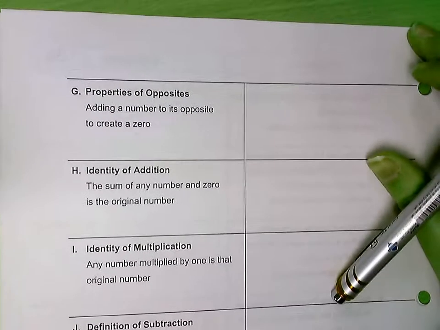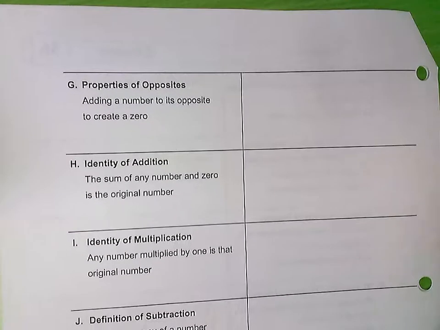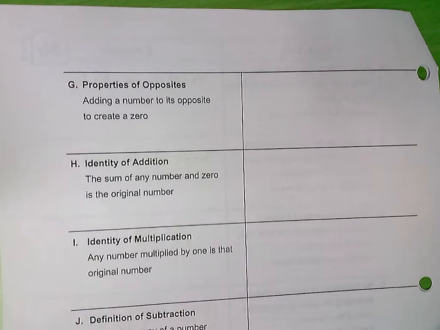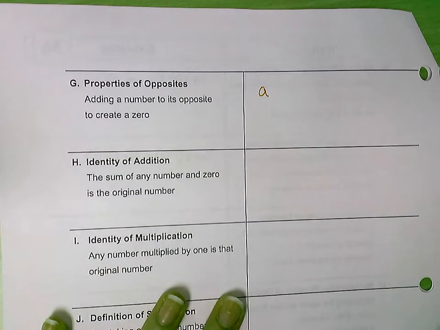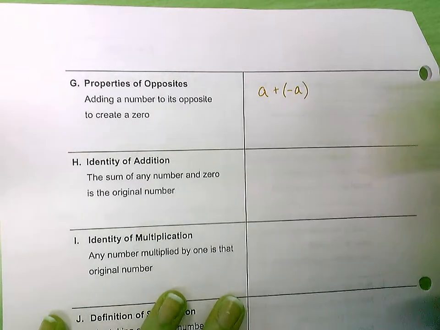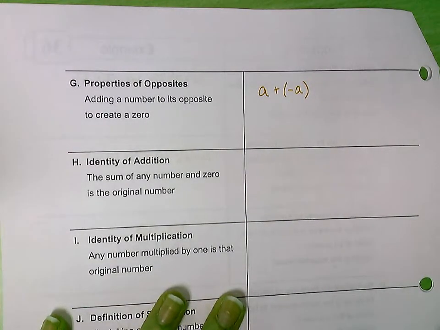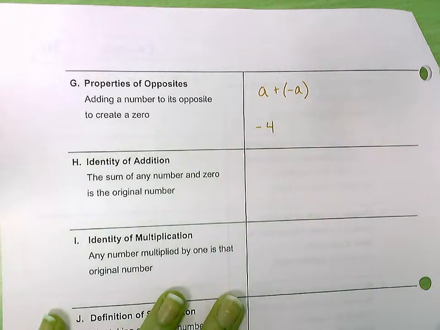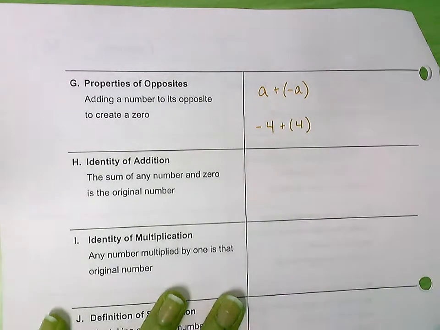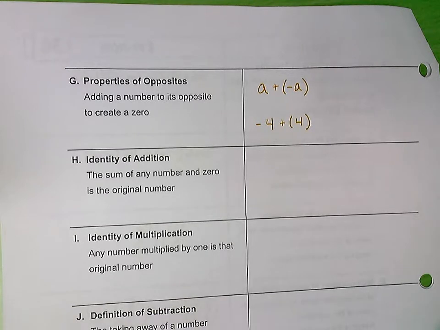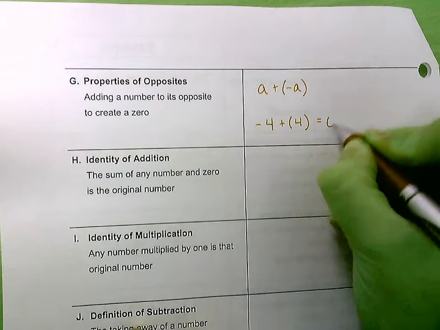All right, letter G is property of opposites. It's adding a number to its opposite to create a 0. So if I have any number, A, you want to add its opposite. Any number, doesn't matter what number, you add on its opposite. So if I had -4, I would add on its opposite, which would be +4. That's your property of opposites, where it's going to result in a 0.